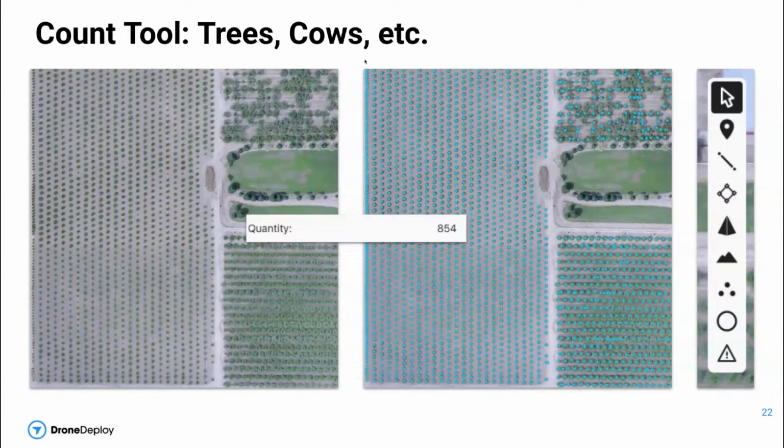We've got a few customers that are mostly growers and farmers that have full homesteads. They use this to count their cows. They'll fly it, they'll drop pins on their cows and keep track of them that way.